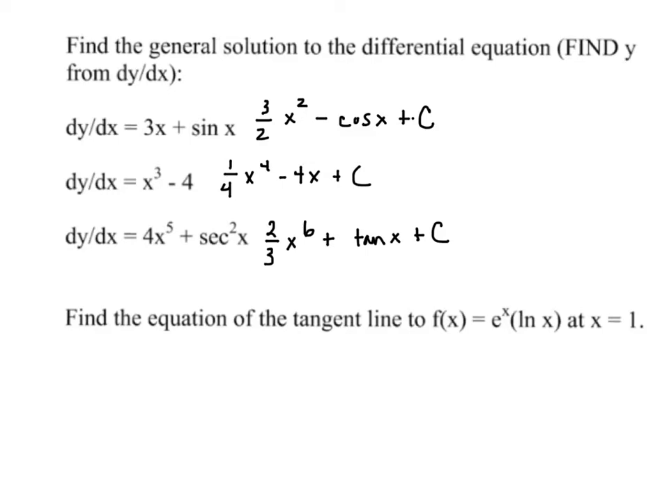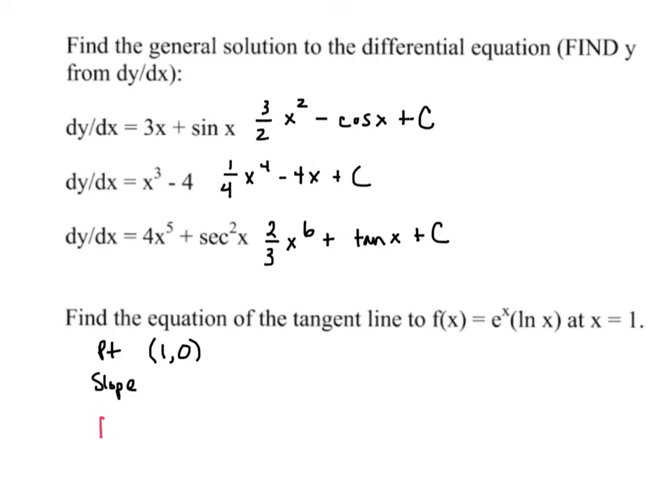Okay. Now the equation of a tangent line, of course, we need two things for every tangent line. We need a point and we need a slope. Well, we know the x-coordinate is 1. And if I plug 1 in, e to the first, the natural log of 1 is 0, so e times 0 is 0. Now for the slope, I need the derivative.